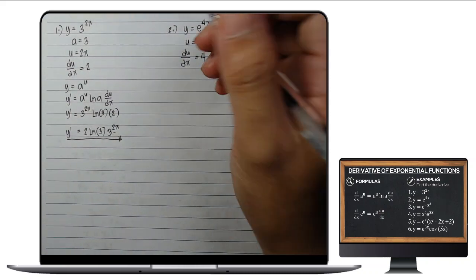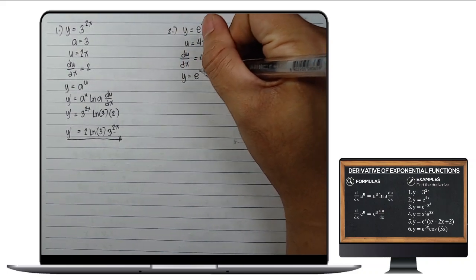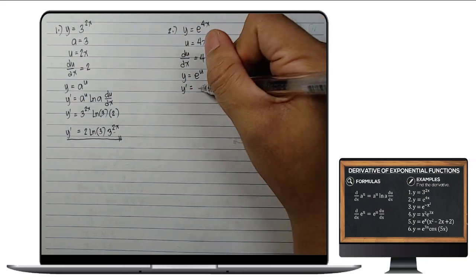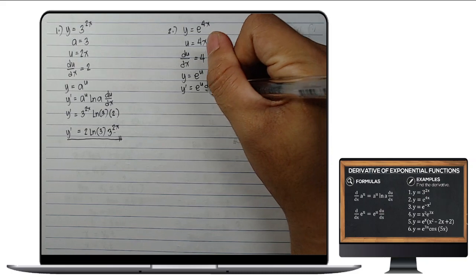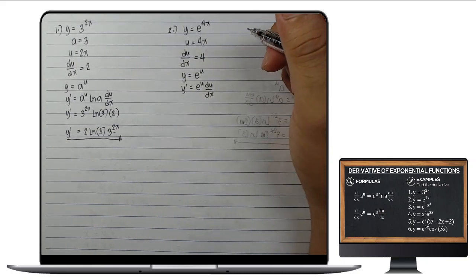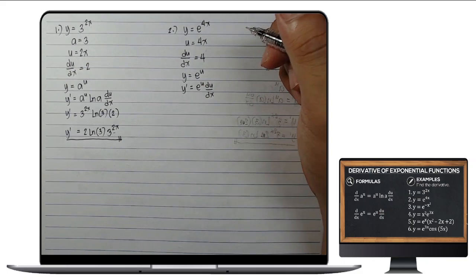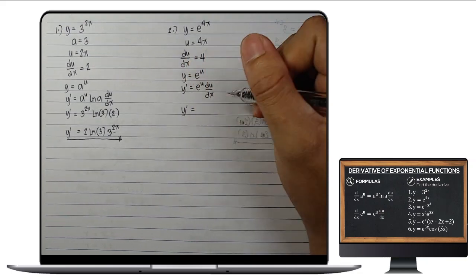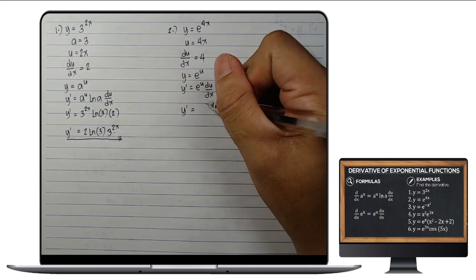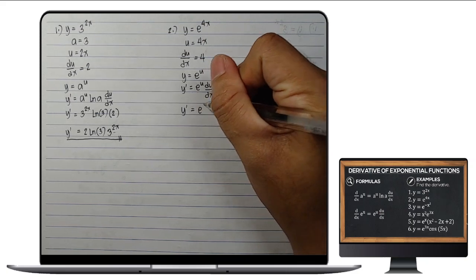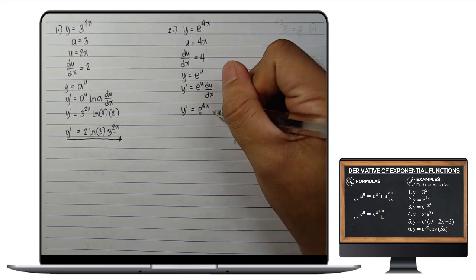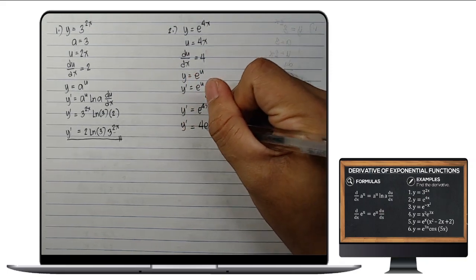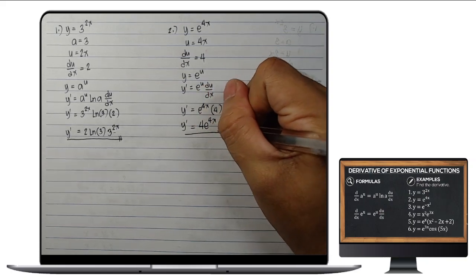Then our y is now equal to e raised to u. When we get the derivative of this one, following the second formula, that is e raised to u multiplied by du over dx, or multiplied by the derivative of u with respect to x. So with that, we can substitute. So our first derivative is e raised to u. So that is e raised to 4x. So copy lang. Then derivative of u with respect to x is 4. So simplifying, y prime natin is 4e raised to 4x. So ganun lang siya ginagawa.